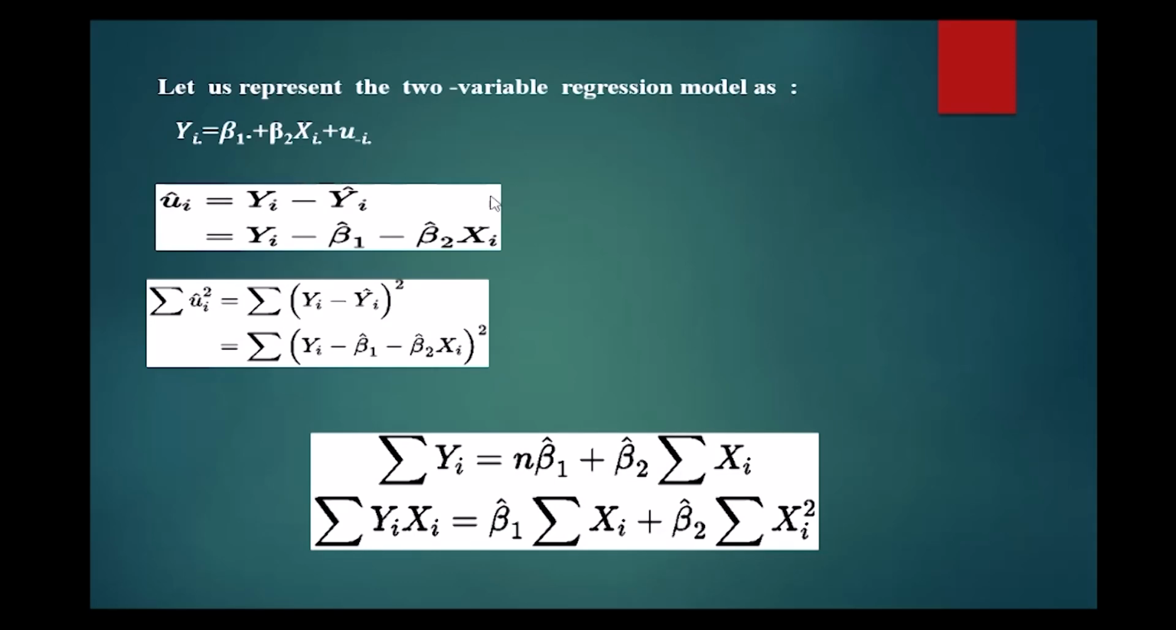In this procedure, we start with the derivation in this manner. Let us represent the 2-variable regression model as Yi, which is the dependent variable for the ith observation, i running from 1 to n, is equal to beta 1. This beta 1 is the intercept term, the constant parameter. After that, we have beta 2, which is the slope coefficient related with the explanatory variable Xi. What does it mean? If Xi rises by 1 unit, what is the change in Yi? That will be captured by beta 2. And Ui is the error term.